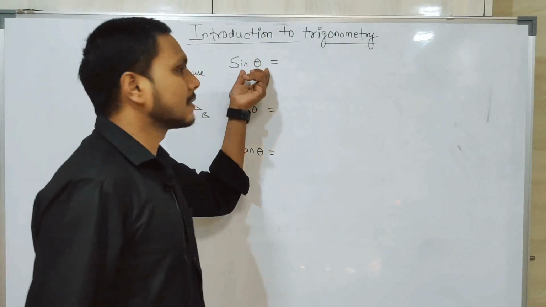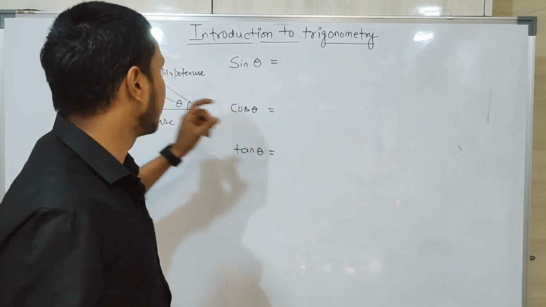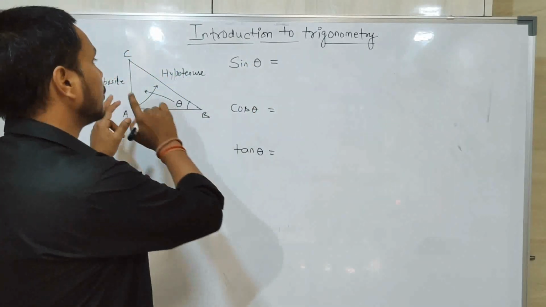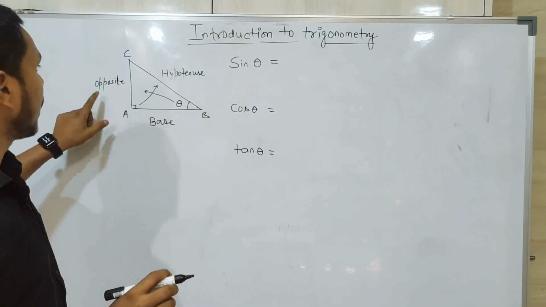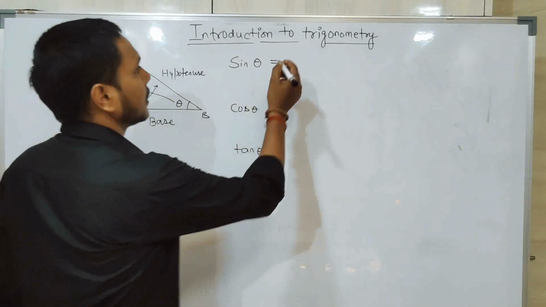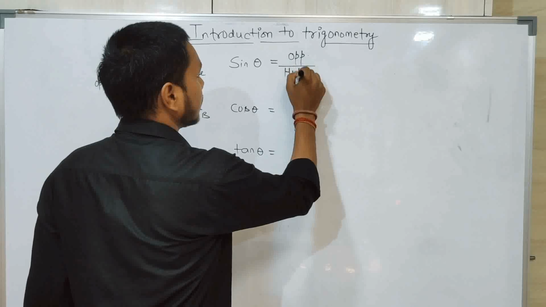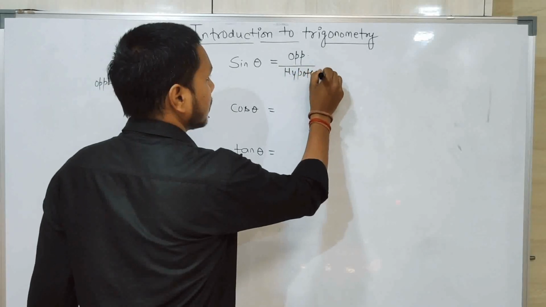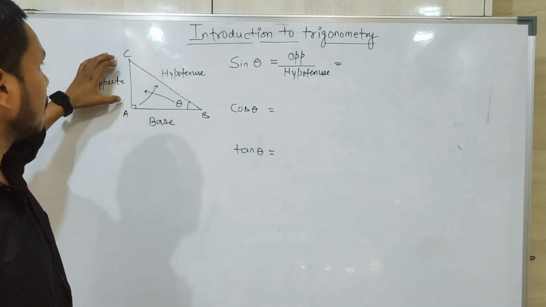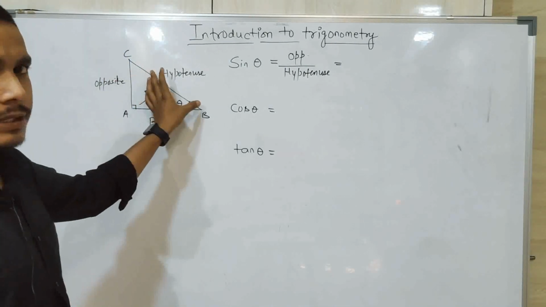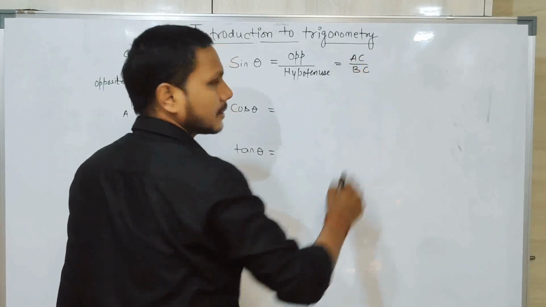Now what is sine theta? If you want to define sine theta, it's simple: it's the ratio of two sides, opposite upon hypotenuse. And if you want to write it in the side form, the opposite is AC and the hypotenuse is BC, so you will get AC by BC.